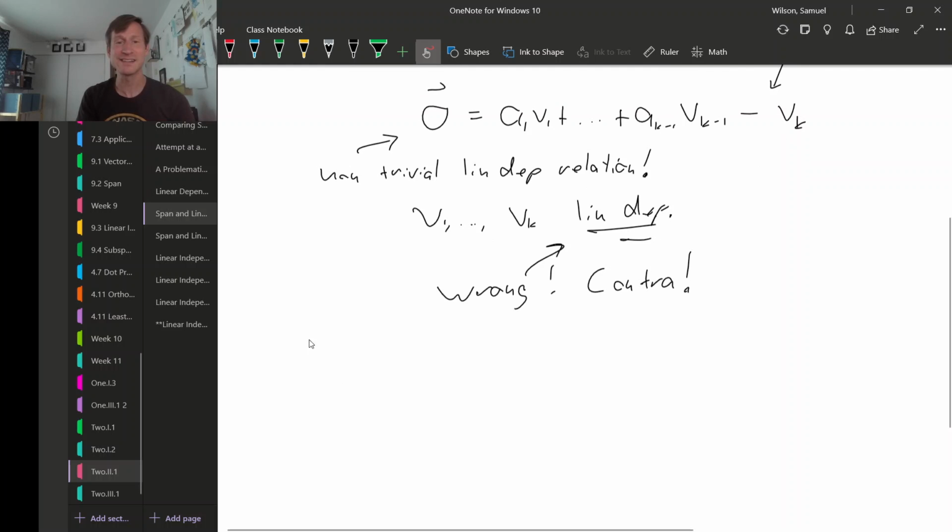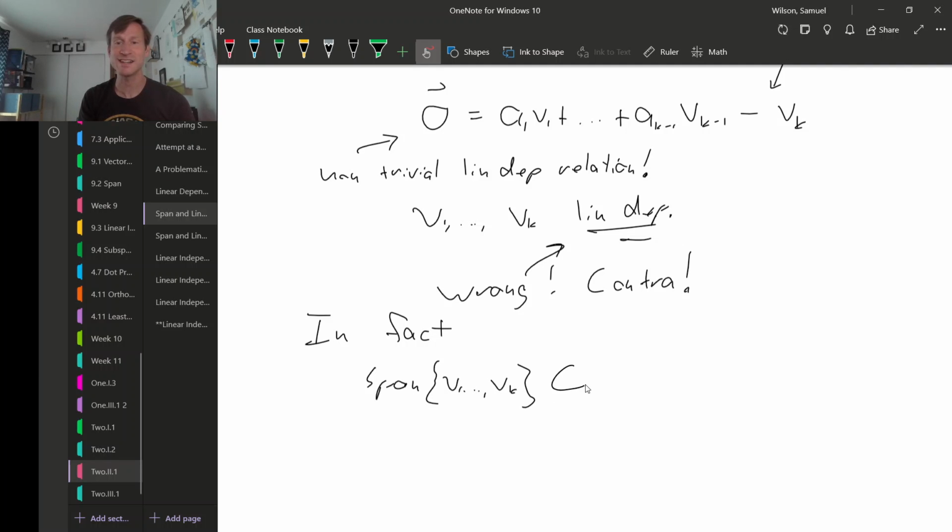So in fact, this shows that the span of v1 up through vk is not contained in the span of v1 up through v_{k-1}, right? So in other words, these are not the same subspace. So this is good. This is what we wanted, right?